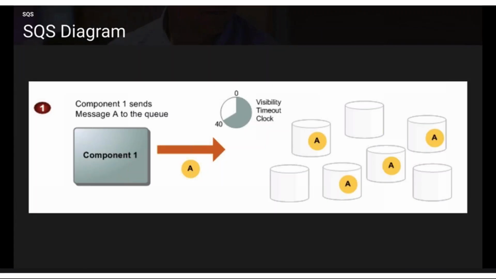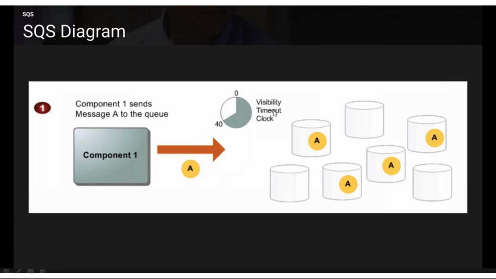Now let's understand in a little more depth how SQS actually works. This is component 1, which is trying to produce a message A and send it to the SQS queue. The moment component 1 produces a message, it is sent across to the queue and stored like this, right? Each message will have a name, so here I'm naming it message A.